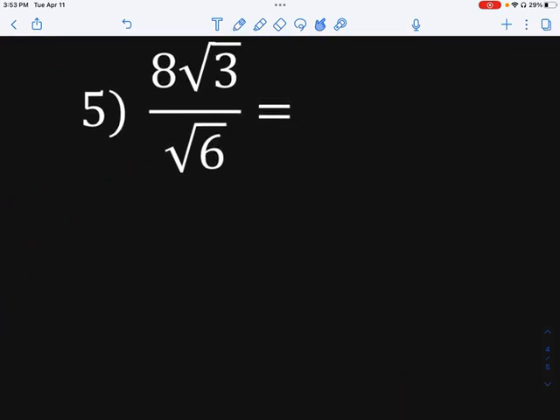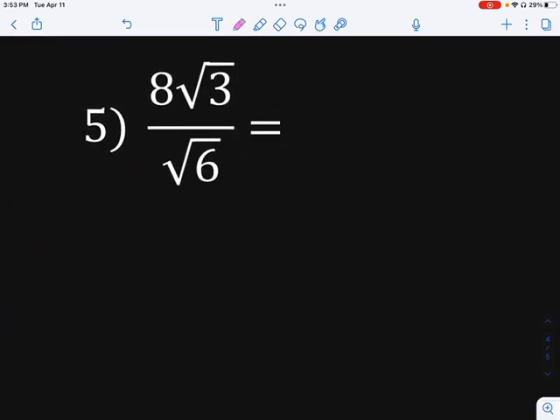Okay, let's take a look at number 5 here. So on number 5, I start off and I say, okay, can I simplify the 3 or the 6? Now on this problem, I'm actually going to show you 2 methods to do this problem. The first one is, let's just stay with what we've been doing. So I've got this square root of 6 still, so I'm going to rationalize.